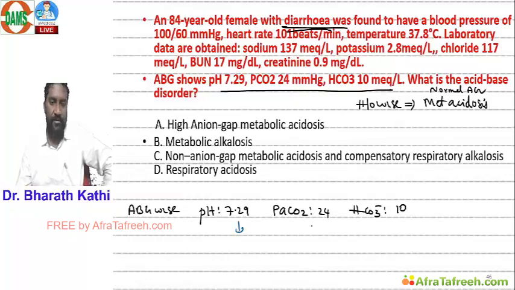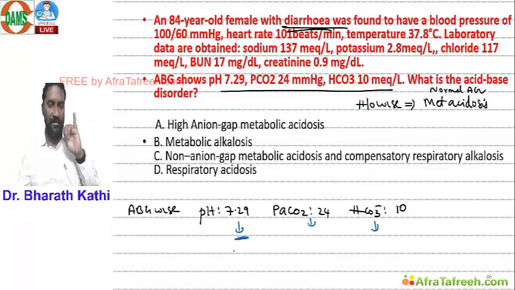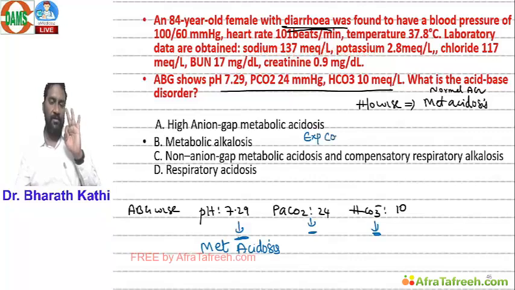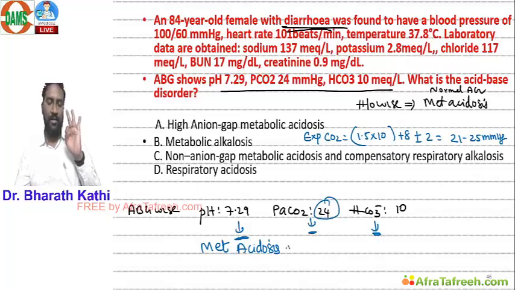Quickly draw arrow marks and follow the 5-step approach, students. Step number 1, what is pH? pH is decreased, so it is acidosis. Step number 2, what is primary? Change in pH with respect to the parameter is in the same direction. What should be the name? Metabolic. Step 3, compensation. It is a metabolic disorder, so respiratory compensation: 1.5 into 10 plus 8 plus or minus 2. If you calculate, it will be 21 to 25 mmHg. Given is 24, as expected. Metabolic acidosis with compensatory respiratory alkalosis.